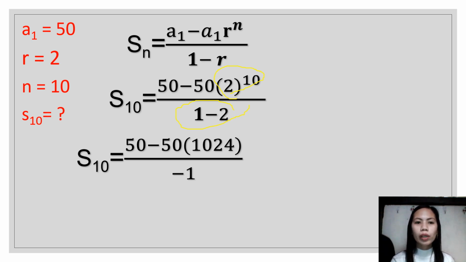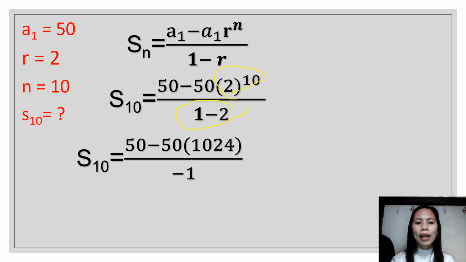So, paano nakuha yung 1,024? Yun yung 2 raised to 10. Kasi pag sinabi natin 2 raised to 10, 10 times mong i-multiply yung 2 by itself. So, 2 times 2 times 2, and so on, hanggang maka 10 times ka, so we have 1,024. And then 1 minus 2, the answer is negative 1.